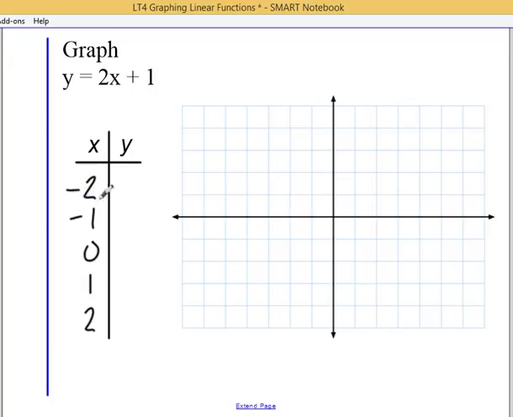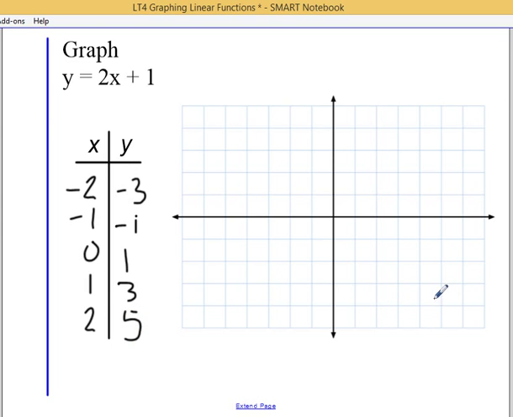So let's plug in our -2 into the x. That's -2 times 2, -4, plus 1 is -3. -1 plugged into the x is -1 times 2 is -2, plus 1, is -1. As you can see, we have a delta here. We have a difference. Our difference is adding 2 every single time. So our next number, when we plug in a 0 into this, would be 1. If we plug in a 1, we get 3. And if we plug in a 2, we get 5.